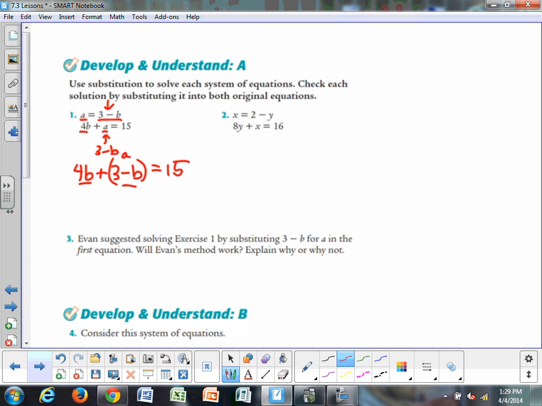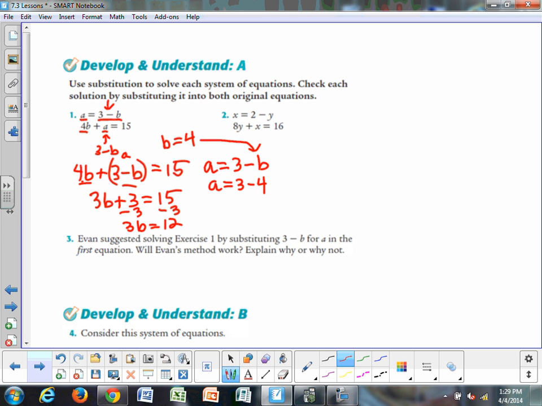Now to simplify that, 4b minus b is 3b, plus 3 is 15. Subtract 3 from both sides, and I get 3b equals 12. And of course, 3 times 4 is 12, so I know b is 4. Okay, now that I know that b is 4, I know that a is equal to 3 minus b. And I know b is 4, so I'm just going to substitute 4 for b.